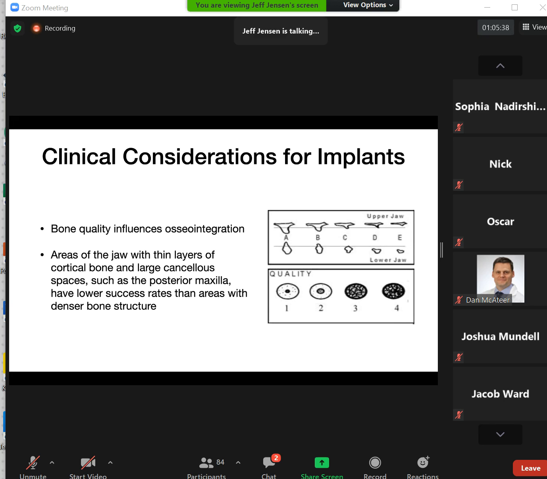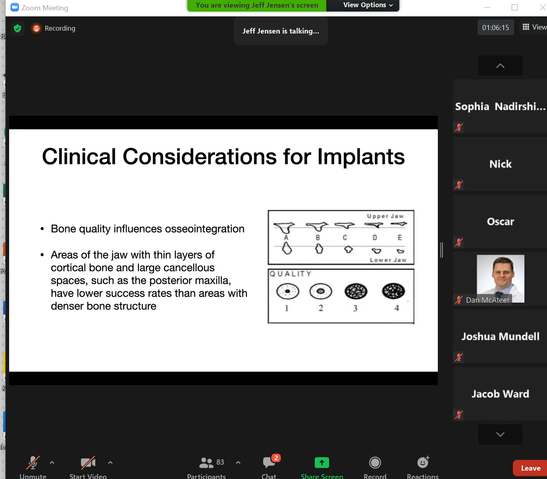But we typically say type 1 bone is high cortical bone, small cancellous. Typically, we think of mandibular anterior for type 1. That's kind of where you see it most likely. Type 2, again, you've got a little less cortical bone, but still quite a bit. Mandibular posterior, typically type 2. Okay. Type 3, cortical bone, but a lot more cancellous, maxillary anterior. And then type 4, very little cortical, lots of cancellous, maxillary posterior. So these are just generalizations.